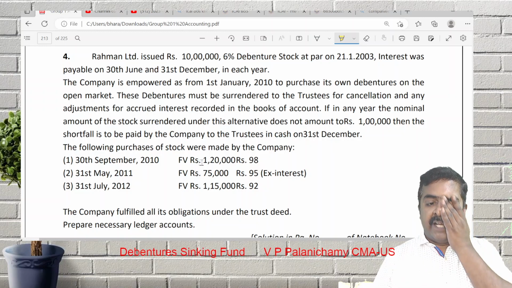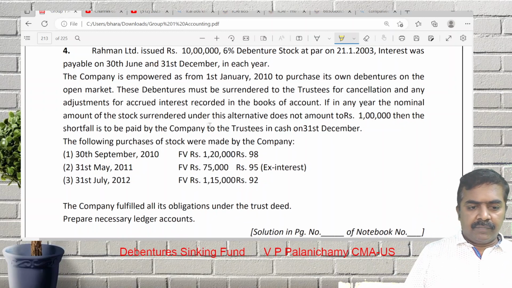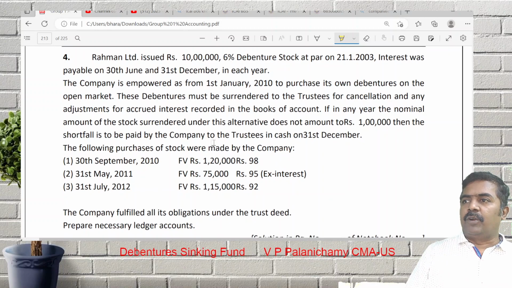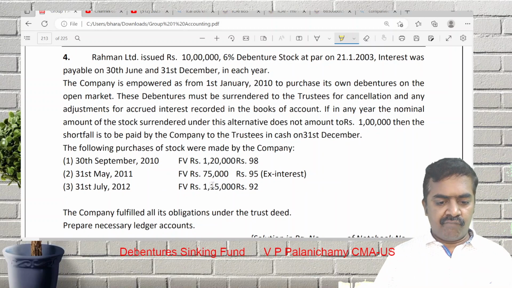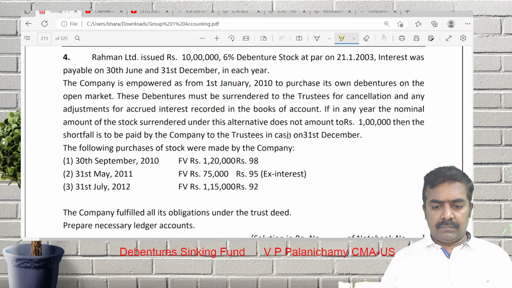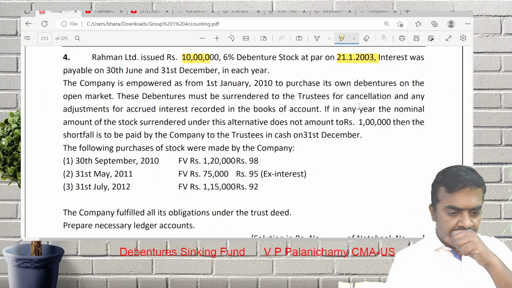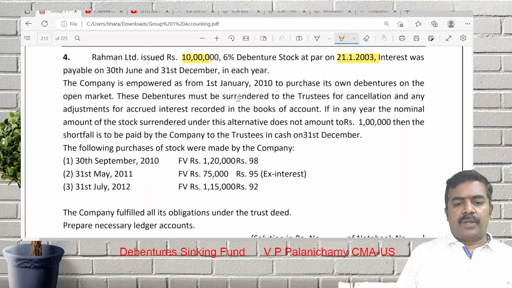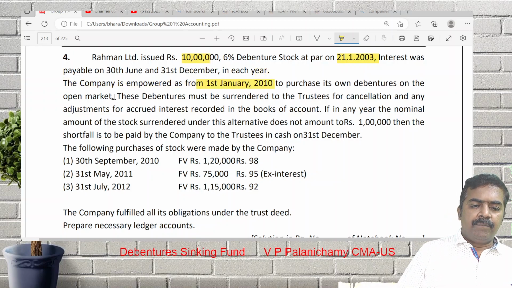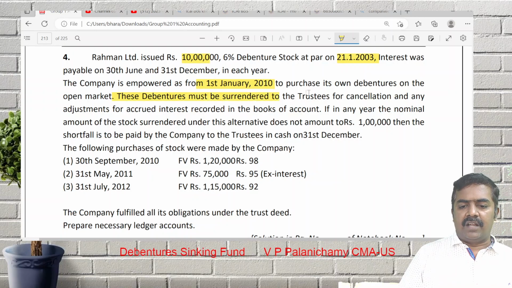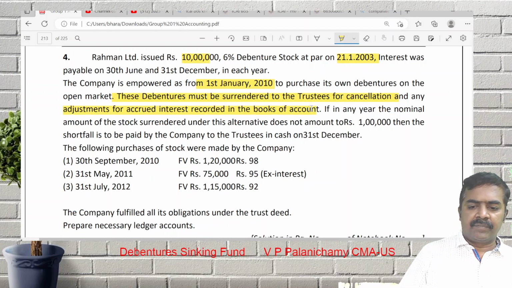Question number 4, பாருங்க next. இது பார்த்தா பெரிய ப்ராப்ளமா இருக்கும், பட் ஒண்ணுமே இல்லை. $10 lakhs 6% debentures on 21/1/2003 கொடுத்திருக்கான். From 1st January 2010 to purchase its own debentures in the open market, these debentures must be surrendered to trustees for cancellation. Any adjustment for accrued interest recorded in the books of account, okay?